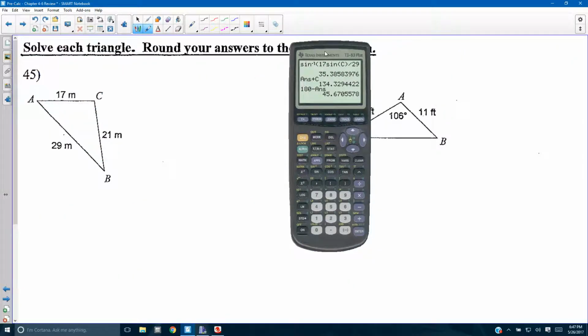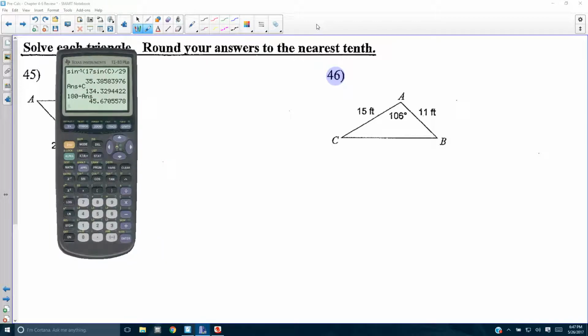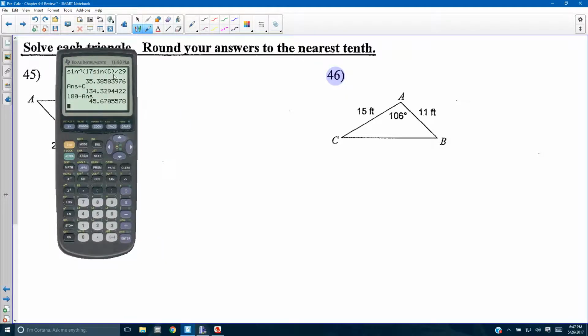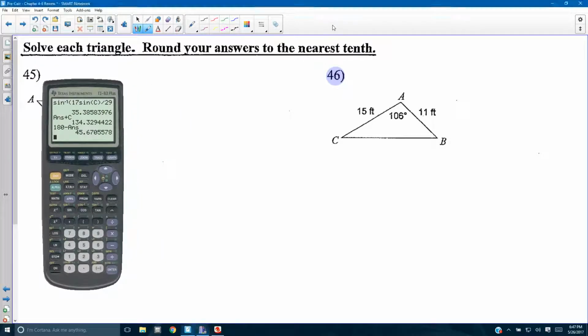Number 46, I can't see it. There it is. Okay, number 46. Same thing. Solve the triangle, round answers to the nearest tenth. Okay, this time we have an angle measure. We need to find these other side lengths right here. Excuse me, this side length right here and these other angle measures right here. Now this side length is A, the little a right there. This is angle B, angle C. Now this is two sides and the angle in between.